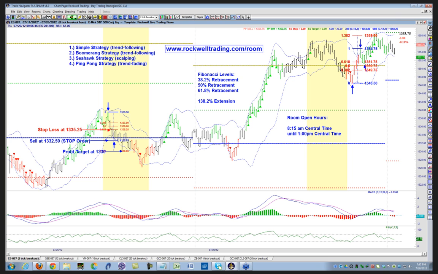Okay, Steve is asking, the next often extension is 162, exactly 161.8. Trail your stop, secure some profits, and ride it to at least 162. And Steve says, for the greedy trader. Yeah, if you want to be greedy, right?